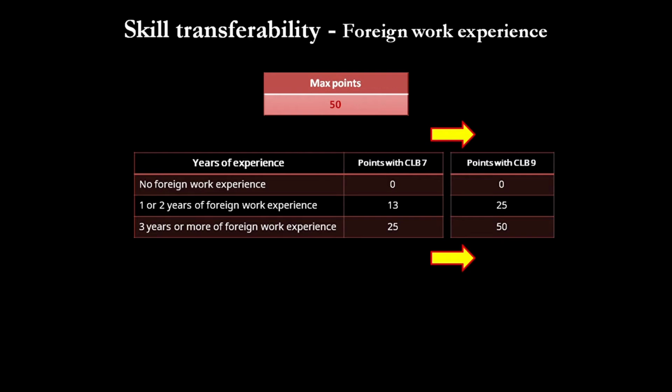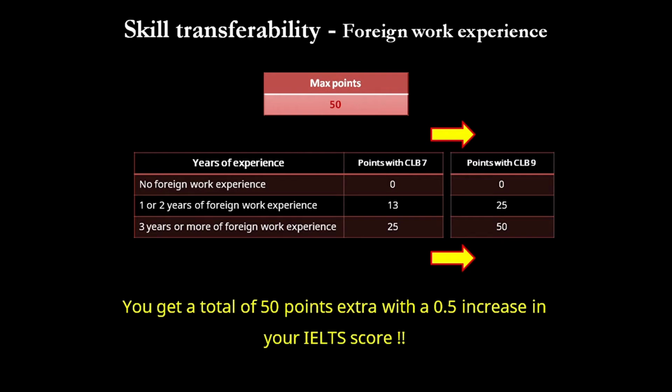So considering this factor and also the previous level of education factor, you get a total of 50 points extra with just a 0.5 increase in your IELTS score. So that's the reason I told you CLB 9 is kind of a benchmark which you need to achieve so that you get maximum points out of your level of education and work experience.